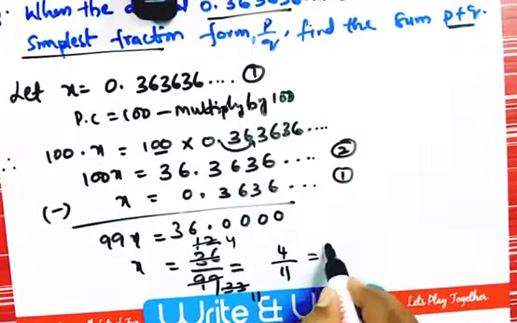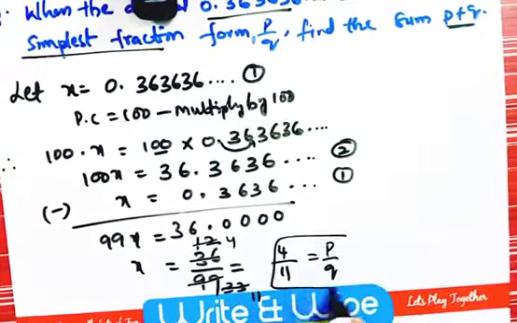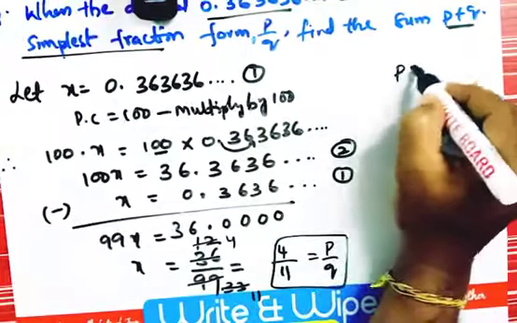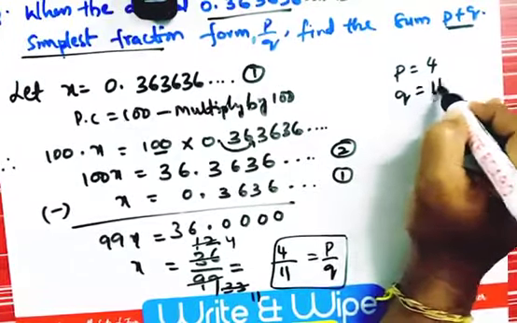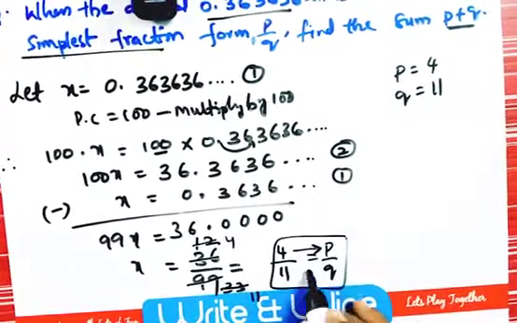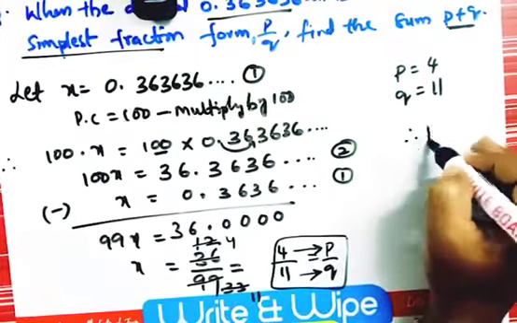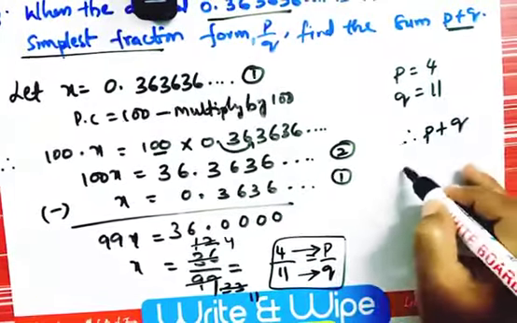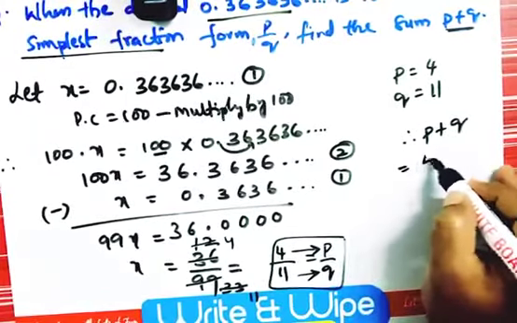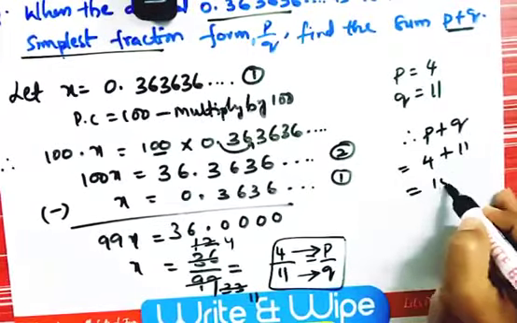So it is in the form of p by q. Now what is the p value here? Therefore p is equal to 4 and q is equal to 11. You should compare with p by q. Therefore we need the value of p plus q, that is equal to 4 plus 11, and the answer is 15.